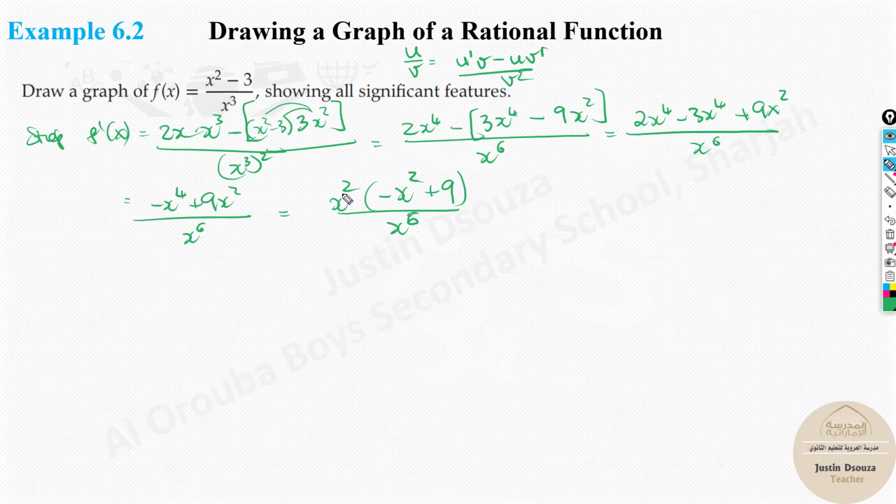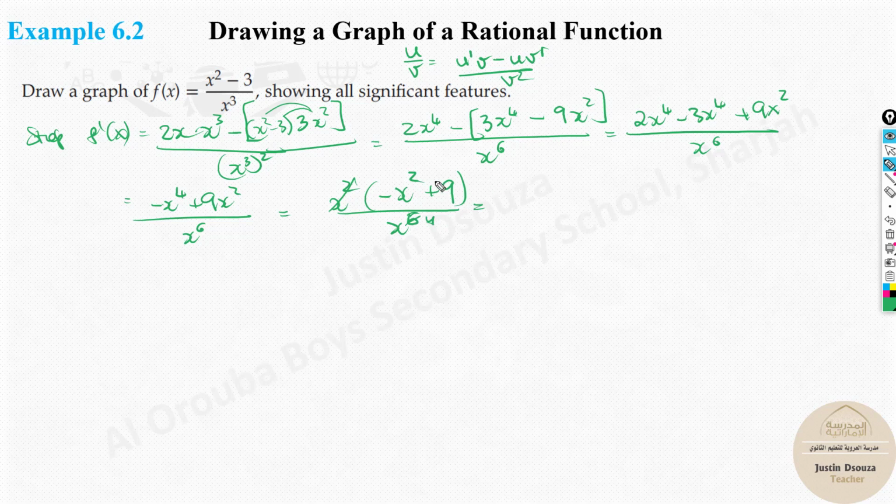Now we are removing this common factor. If you use the distributive property and multiply it inside, it will be minus x to the power 4 plus 9x squared. It's the same equation. Why we did this is we can cancel this with the x power 4 in the denominator. When it goes on, it's minus 2, so it will be 6 minus 2 basically, the powers.